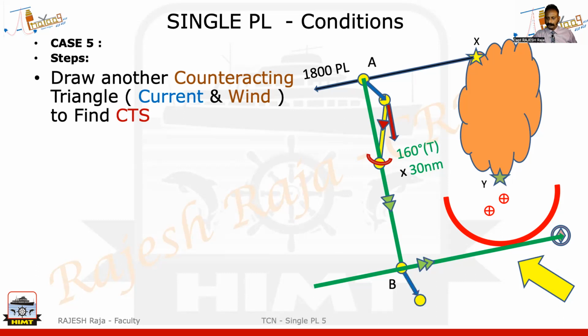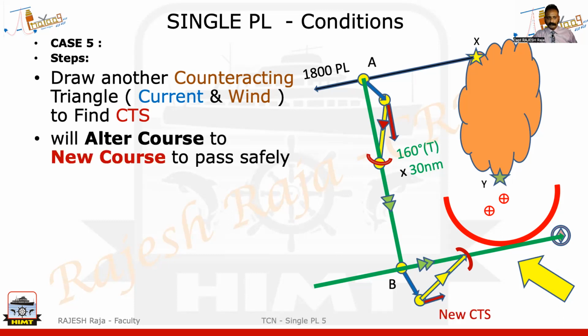Please use the current, cut your engine speed. This will be your leeway track. You have to fight the current, fight the wind, so your course to steer will be towards the wind. So this will be your new CTS, and this is the CTS you will sail after Bravo.